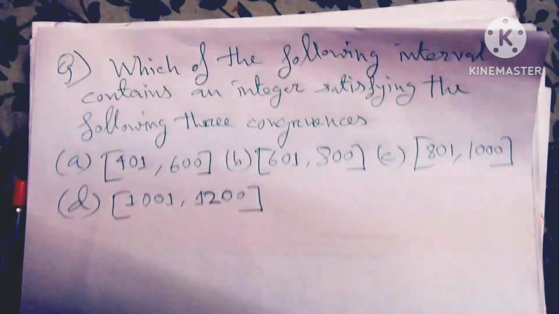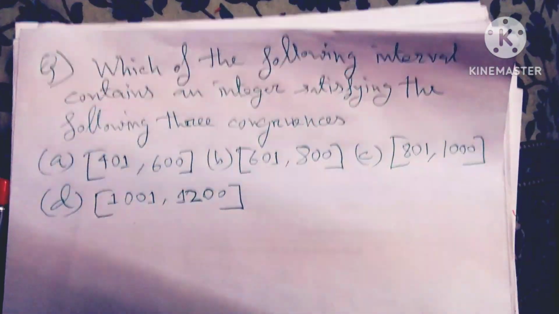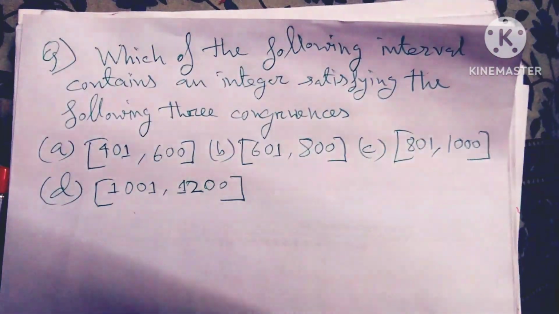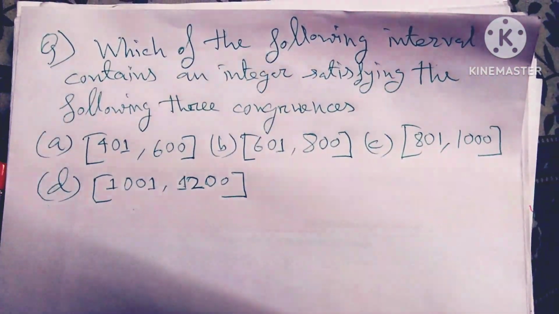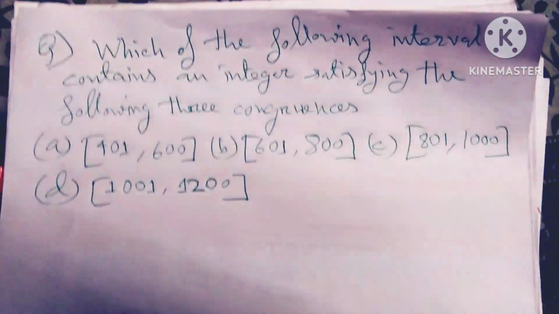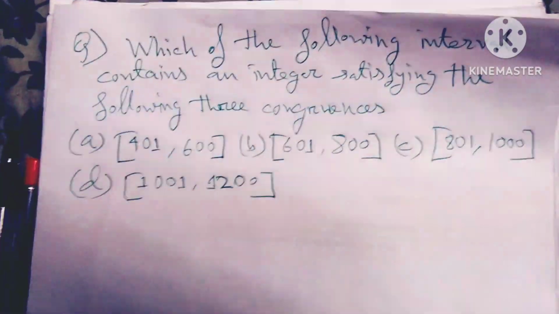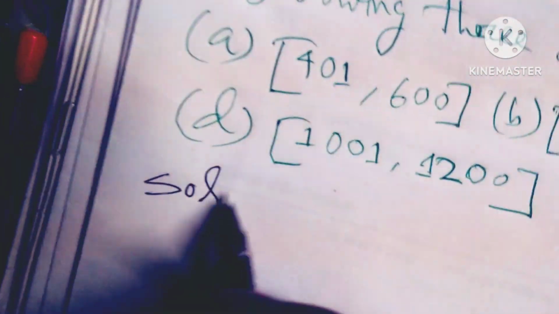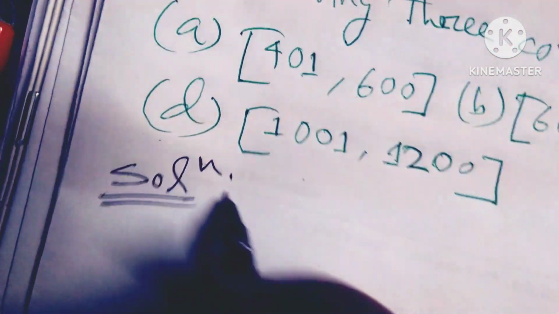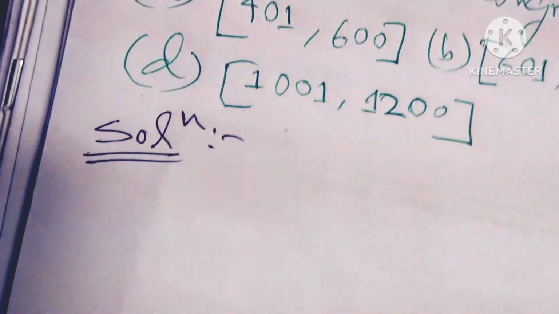Today's discussion is the Chinese remainder theorem. Which of the following intervals contains an integer satisfying the following three congruences: 401 to 600, 601 to 800, 801 to 1000, 1001 to 1200. So friends, now we will solve this problem. Solution. Let's start to solve this problem.